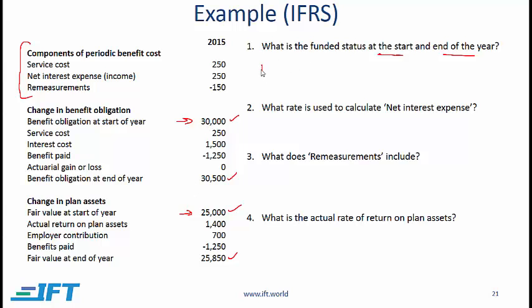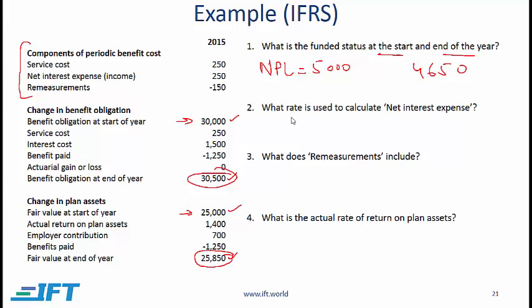So at the start of the year, we have a net pension liability equal to 5,000, and at the end of the year, we have a net pension liability, which is this number minus this number, which is 4,650. So over the year, the net pension liability actually comes down.